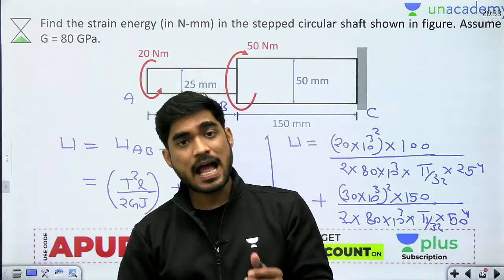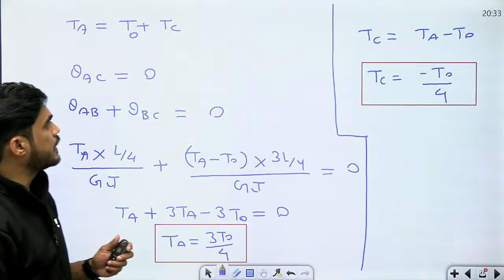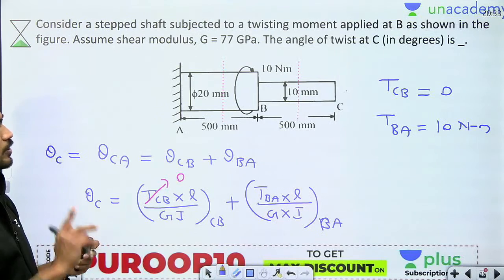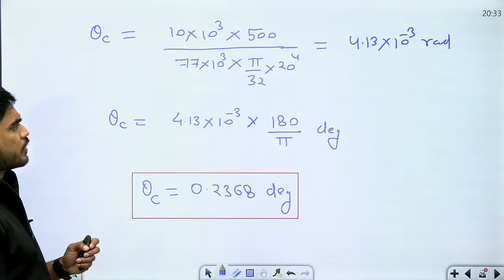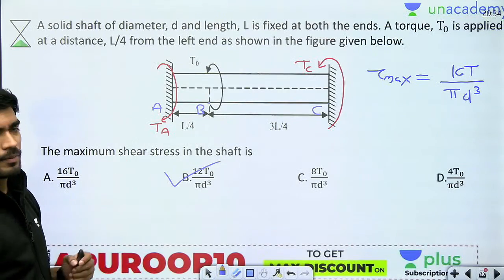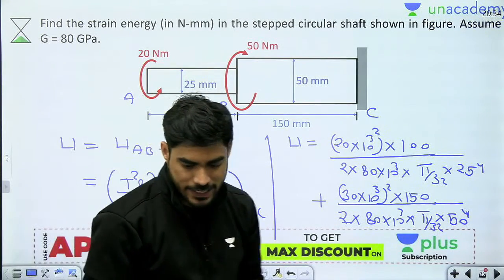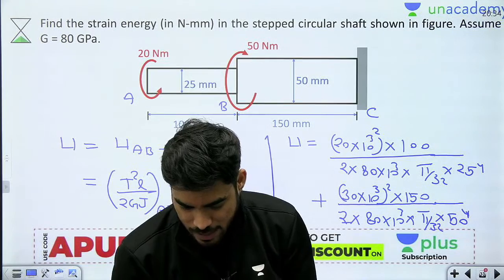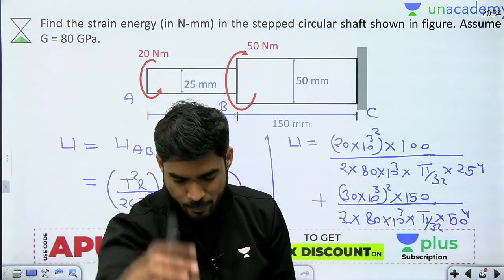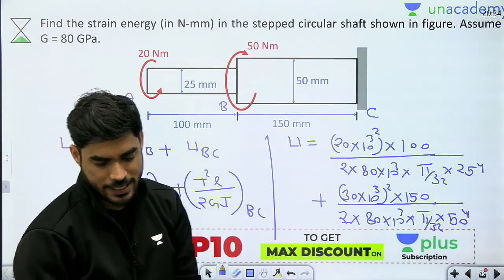Okay, my prediction is that you will get a question on calculation of angle of twist, or you can get a question on statically indeterminate shaft, or you can get a question on calculation of strain energy. Yes Palak, yes Shivam, yes Zubair, yes Prem. 7.894. Okay. Thank you so much.